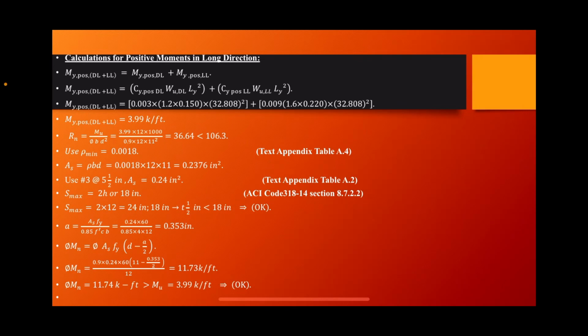previous procedure, but for the positive moment in the longer direction, we get the maximum ultimate moment at 3.99 kip-feet per foot. Then we calculate the Rn. It's the minimum, so we use rho minimum to calculate the area of steel. We get again 0.2376 square inches. So we use number 3 bar at 5.5 inches of spacing. It checks out, it's less than the maximum spacing.